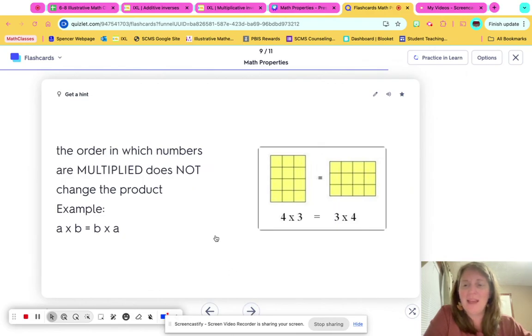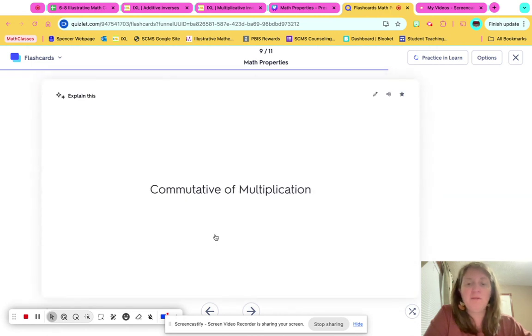All right, the next one. The order in which numbers are multiplied does not change the product. A times B equals B times A, or 4 times 3 equals 3 times 4. Order, which one is it? It is the commutative property of multiplication.